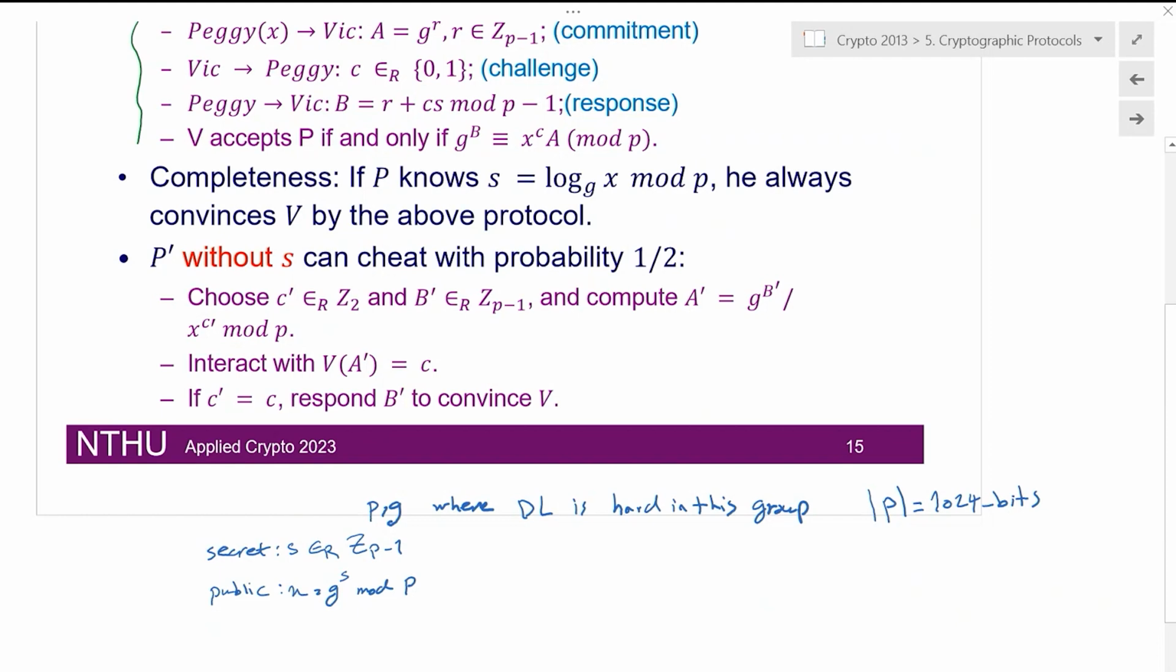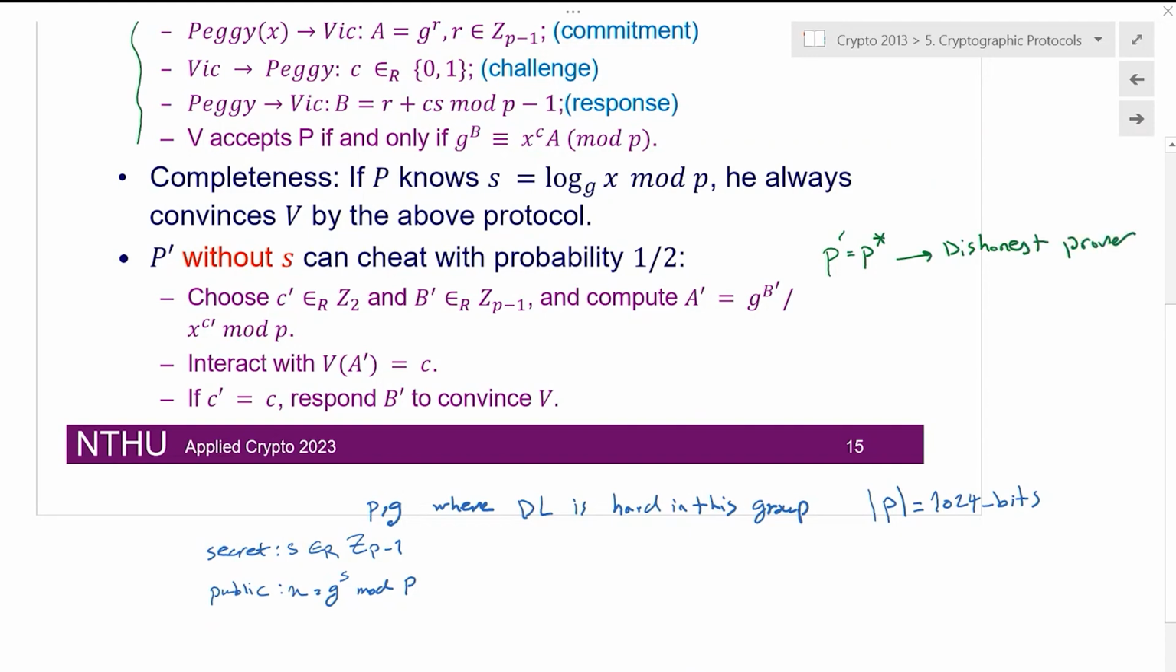We can of course fix that, but let's just focus on how this cheating prover can achieve the goal. From now on, we are going to denote P prime, or sometimes I'm also going to use P star, as a dishonest prover.